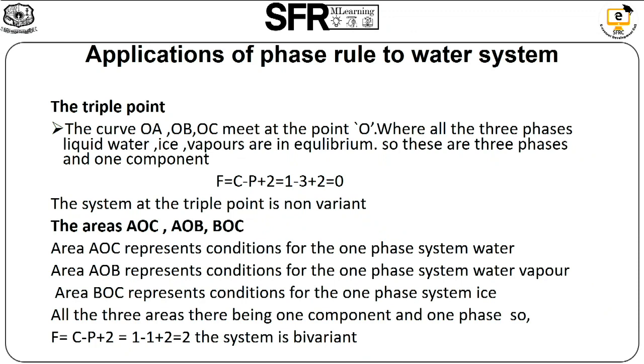The areas AOC, AOB, BOC. Area AOC represents conditions for the one phase system, that is water. Area AOB represents conditions for the one phase system, water vapor. Area BOC represents the conditions for the one phase system, ice. All three areas have one component and one phase. So applying the Gibbs phase rule, we get that the system is bivariant.